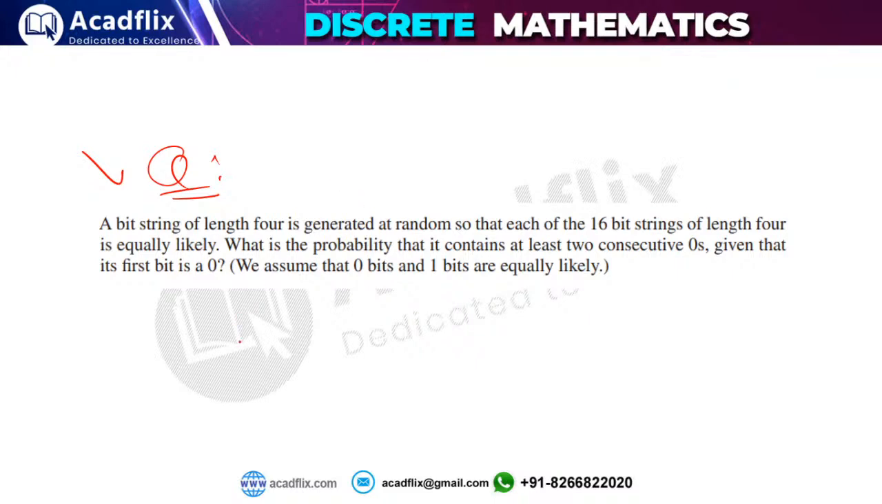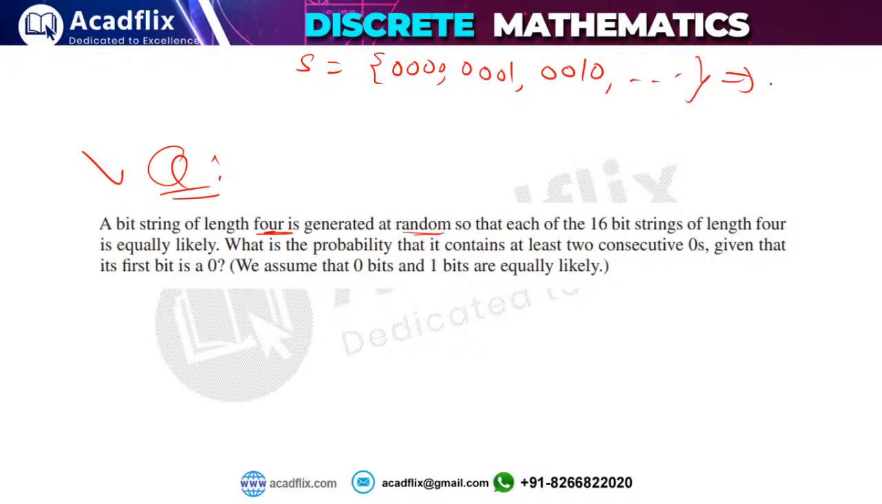So let's see. What is this saying? It is saying a bit string of length 4 is generated at random. Okay, so see the sample space. What is sample space? Sample space is bit strings of length 4. For example, 0000, for example 0001, 0010, and so on.